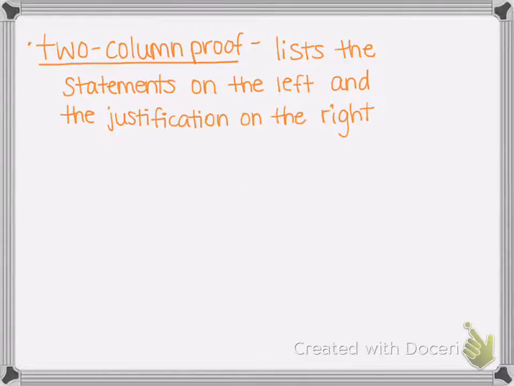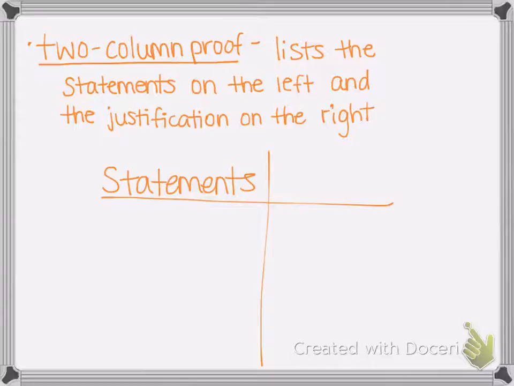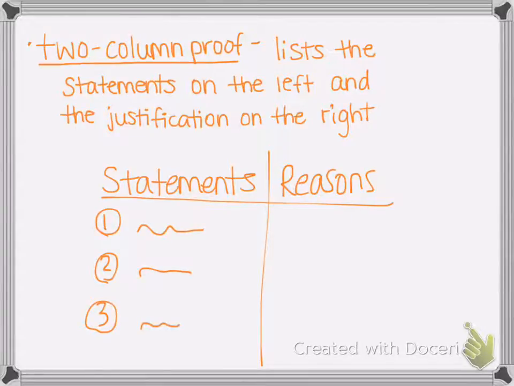All the proofs that you are going to be doing are in the form of a two-column proof. A two-column proof is exactly what it says. It's two columns. On one side it lists the statements, and on the other side is the justification or the reasons. So what that looks like, I'm going to add it right here. You have statements on one side. It usually looks like a T-chart. Statements on one side, reasons on the other. Majority of the time, all your statements are going to be filled in. You have to find the reasons.